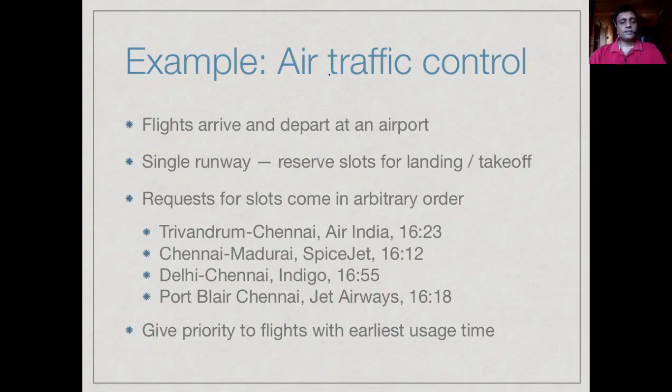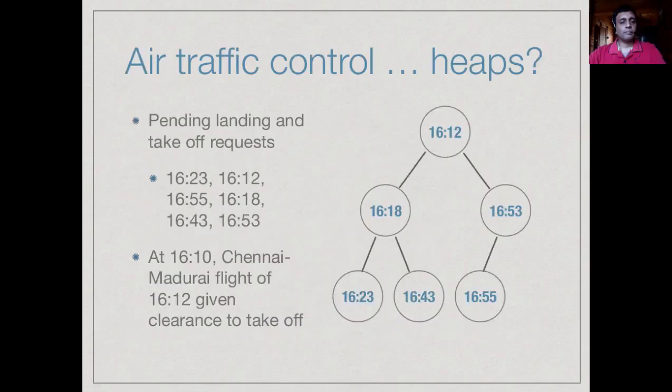And the strategy that the control tower is supposed to follow is to give priority to the flights with the earliest usage time. Right? So this is a priority queue. Each request goes into the queue, but it has a priority depending on the expected time that it's going to take place. So we could give a min heap representation. And if we take these 6 requests in the order that they come and we insert them into the min heap, then we will get the min heap that we see on the right hand side.